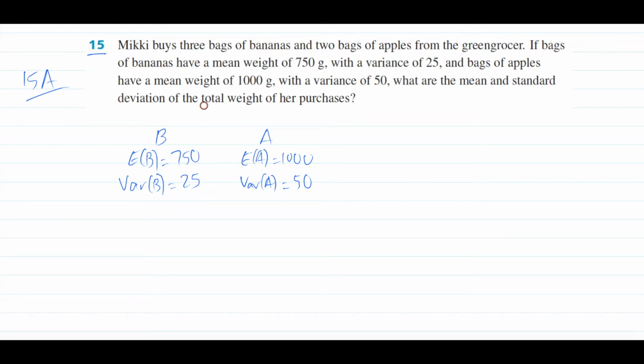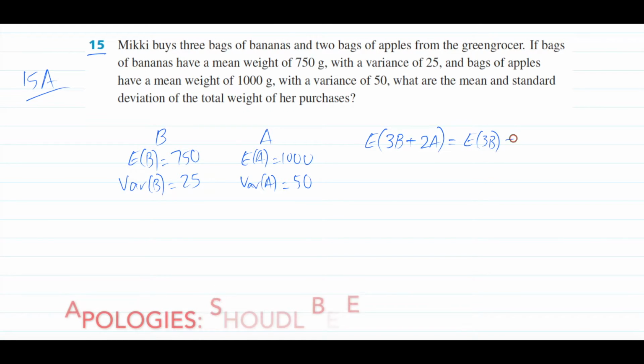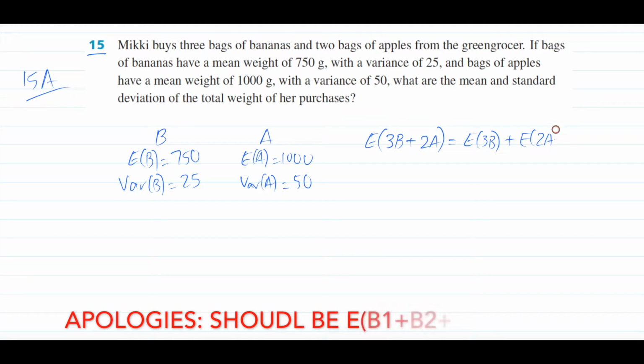What are the mean and standard deviation of the total weight of her purchases? Right, so what the question is asking is, what is the mean weight of her total purchases, which includes 3 bags of bananas plus 2 bags of apples? For expected value, or for mean, it's very simple. Just follow the formula. You split it out into your independent variables, so E(3B) plus E(2A). Take 3 out, times EB, plus 2 times EA. And then just sub in your values.